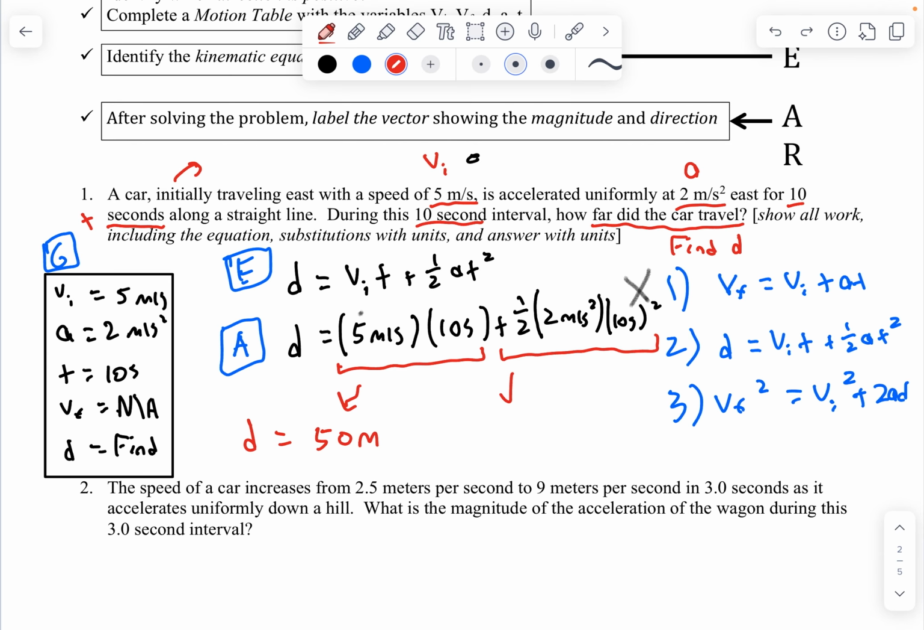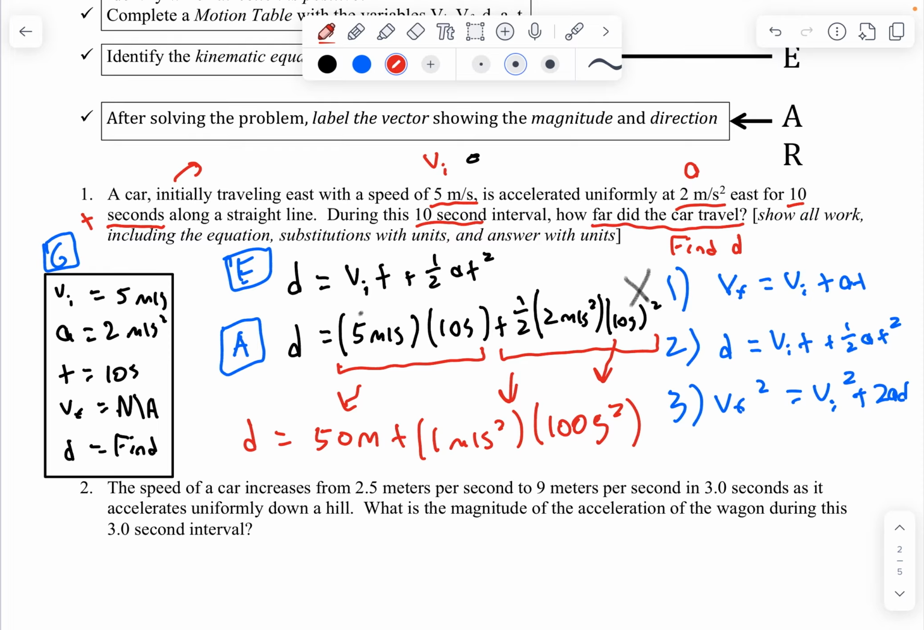So this brings us to 1 meters per second squared times, we gotta bring this down here, 10 seconds squared. And what's 10 squared? 100. But remember, you also have to square the units. And so we're working with seconds squared. Great.